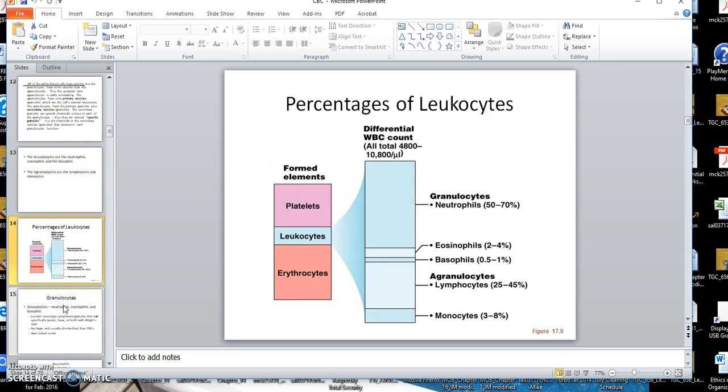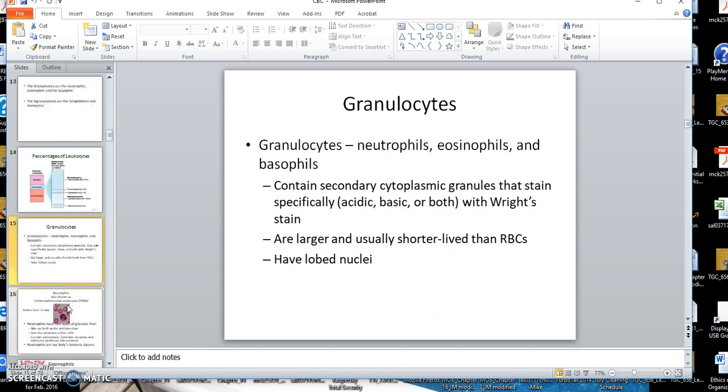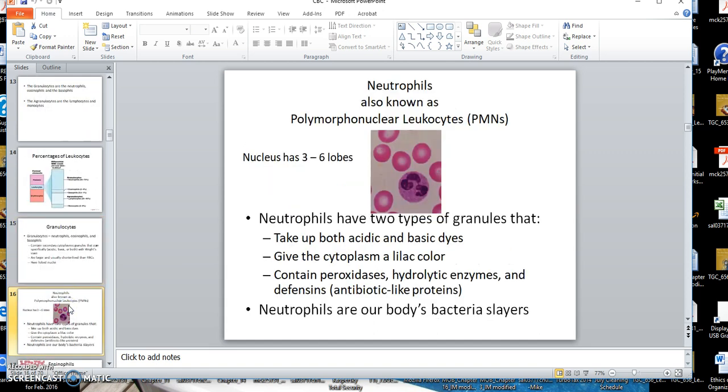Here's a relative percentage. So when we go to the neutrophils, which are also called polymorphonuclear leukocytes, why? Because the nucleus lobes up. It twists up like a rag. It's still one nucleus, but it twists up like a rag. So in the hospital or in the clinical setting, you may hear them called PMNs instead of neutrophils.